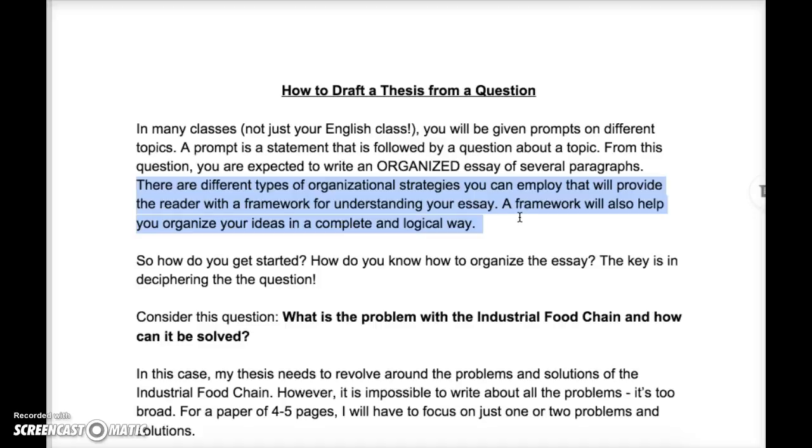So, how do you get started from a question? How do you know how to organize your essay? The key is really in deciphering the question. And I just want to emphasize how important it is to have some kind of organizational strategy and layout, because it will help not only the reader follow your thinking, because if you don't have organization, then it's like a maze, right? And it will also help you get organized in your own thinking. And just when you go to research, you're going to be looking at lots of different sources, coming up with lots of different information. If you have that framework, you'll be able to plug in your research, and it will just make the writing process so much smoother.